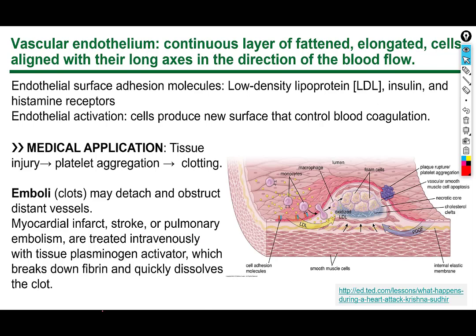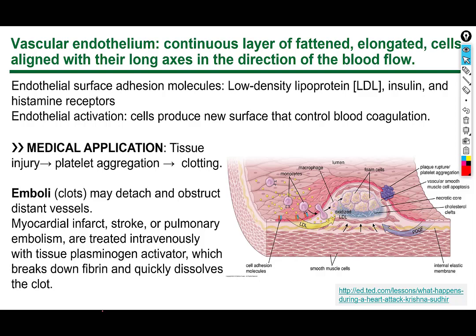Okay, so I did promise you I would show you the histological features of atherosclerosis, and this picture actually shows that. The vascular endothelium is a really important layer. It makes sure that the blood is flowing in the appropriate direction, and it makes sure that the blood is continually moving and that blood cells aren't sticking to the edge and forming clots.